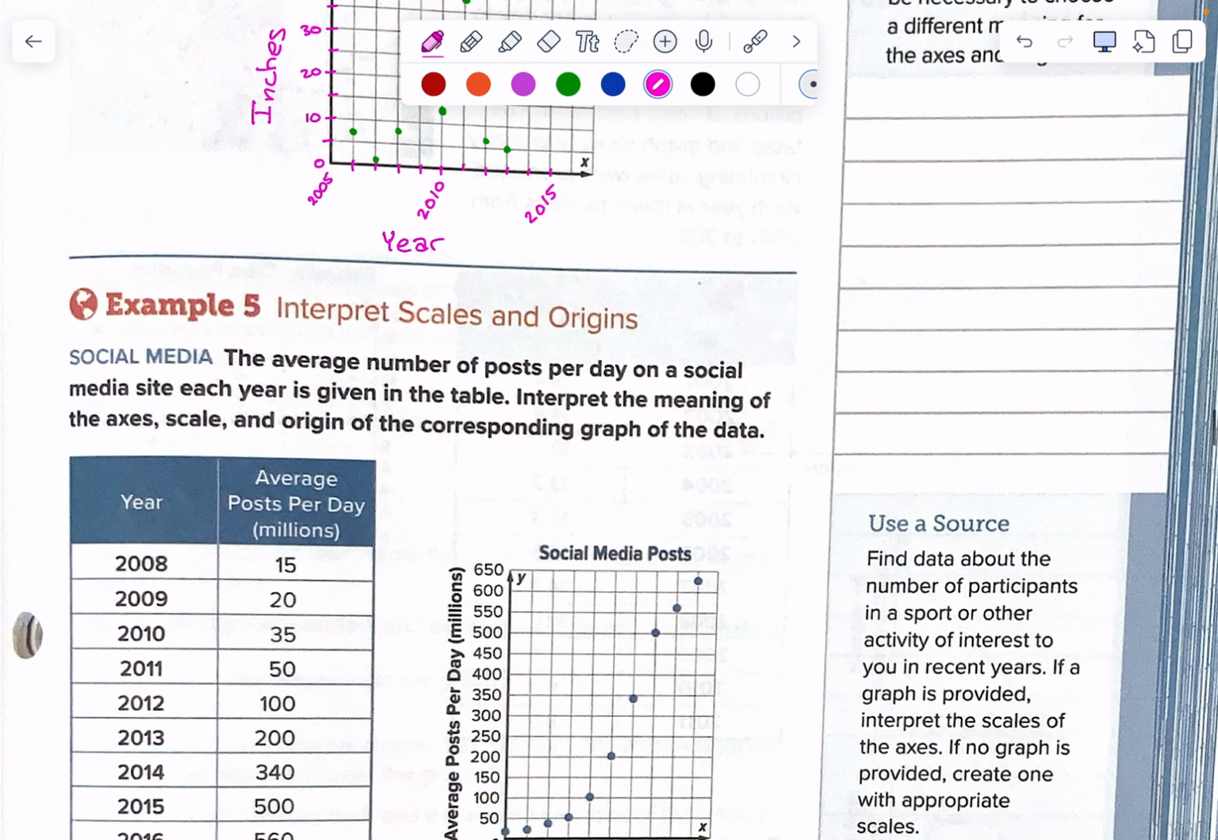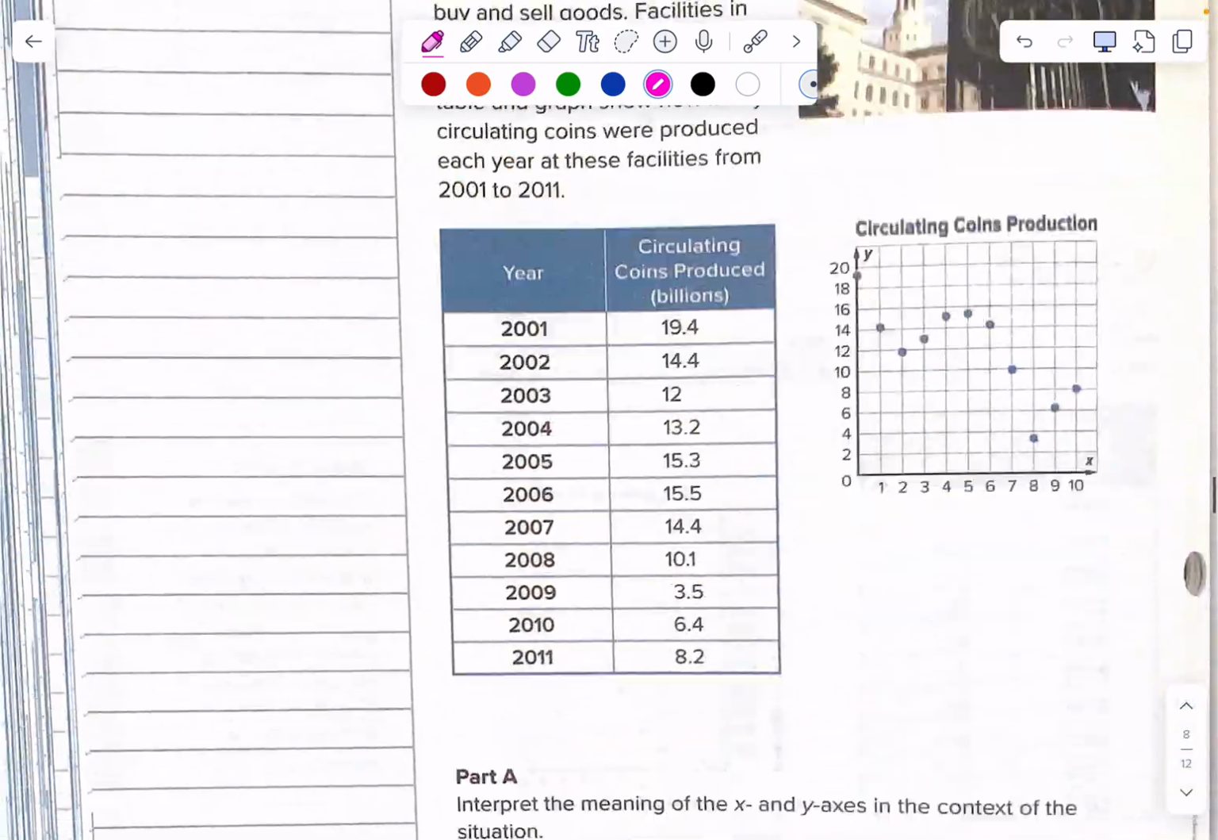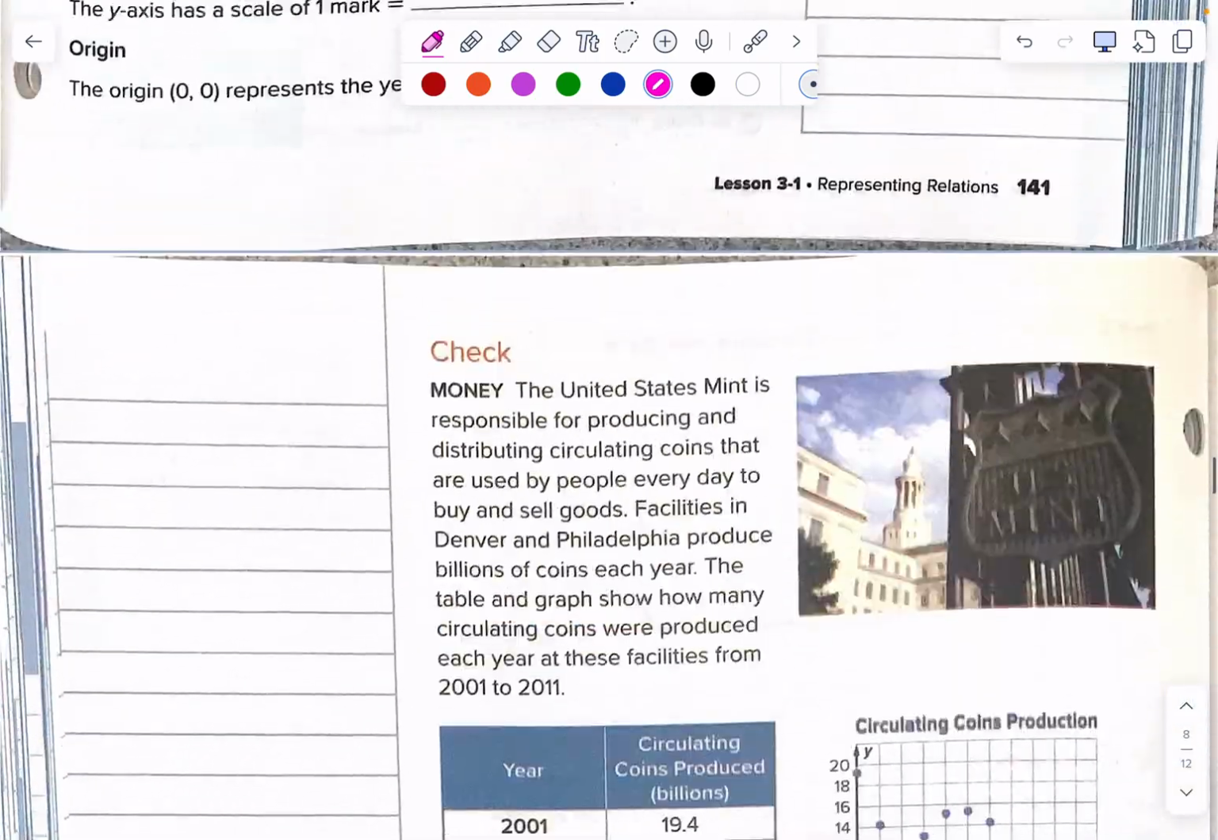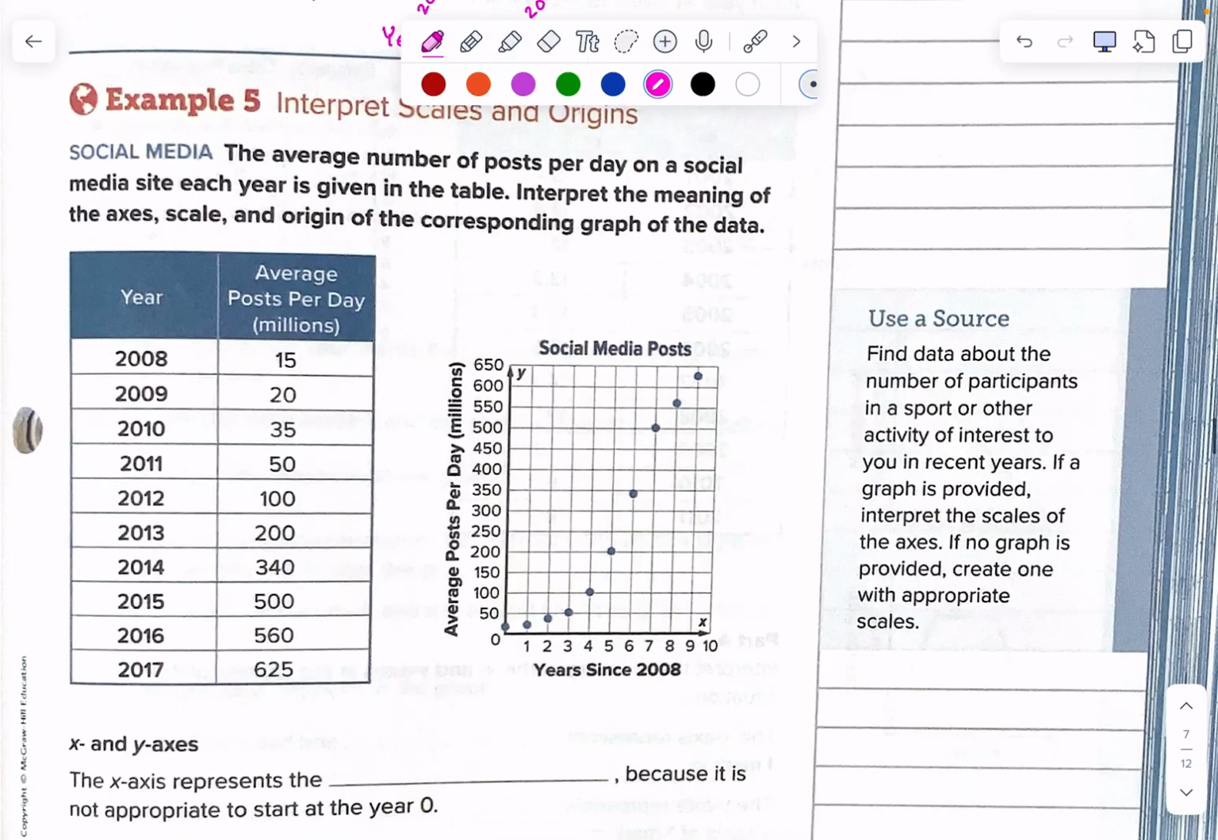All right, moving on. Example 5. Is this the last one? Yeah, almost.